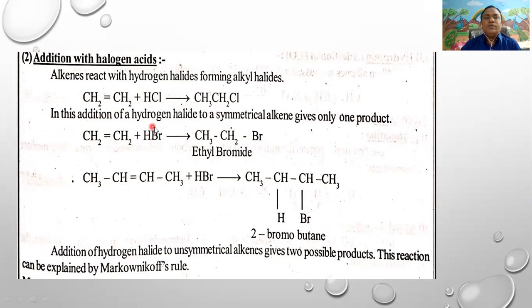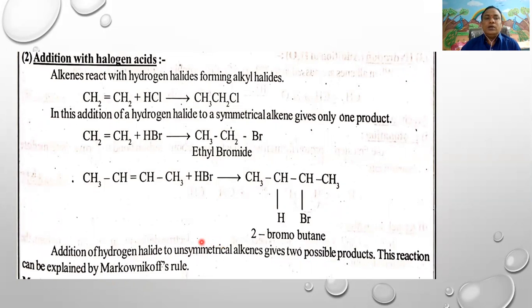Similarly, addition of hydrogen halide to a symmetrical alkene gives only one product, for example ethyl bromide. Similarly, 2-butene upon treatment with HBr gives 2-bromobutane. Here, addition of hydrogen halide to unsymmetric alkenes gives two possible products. This reaction can be explained by Markovnikov rule.